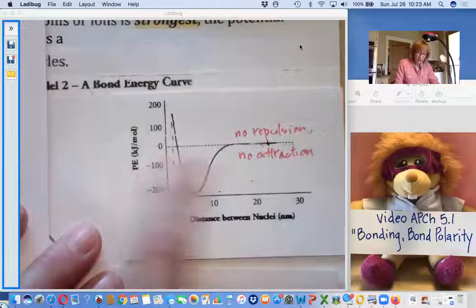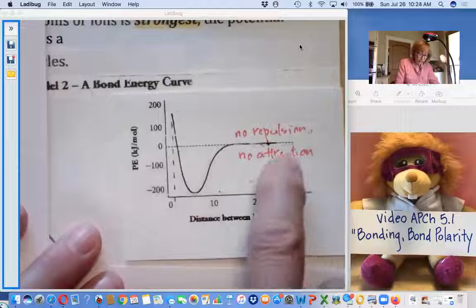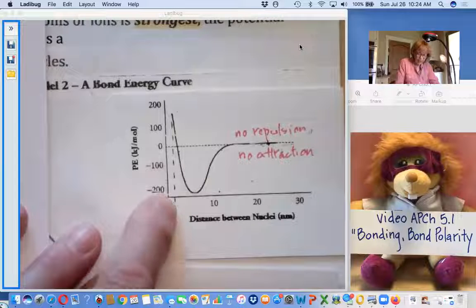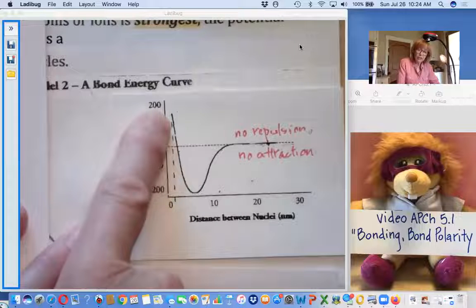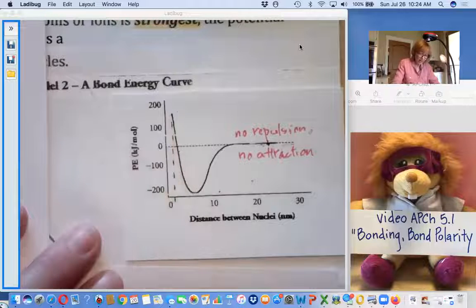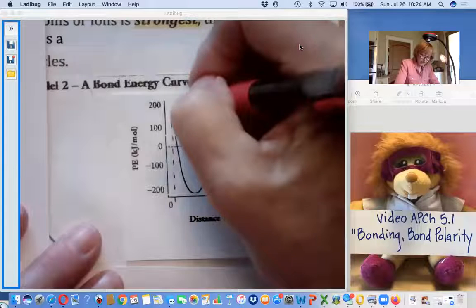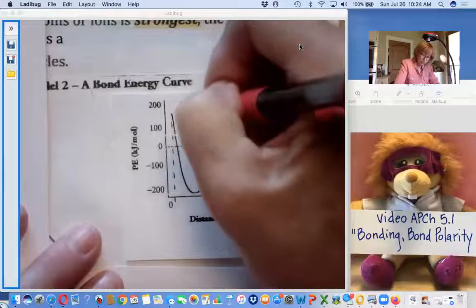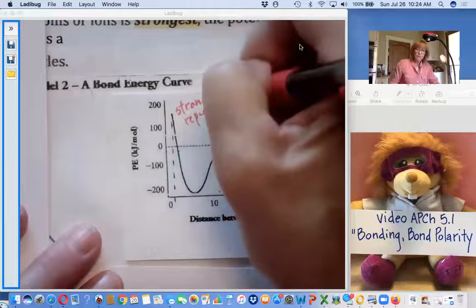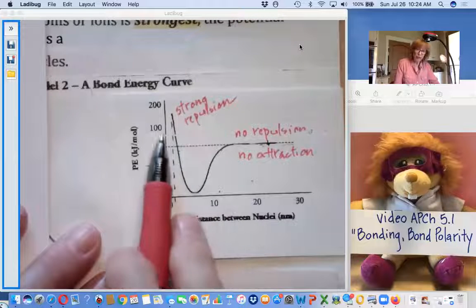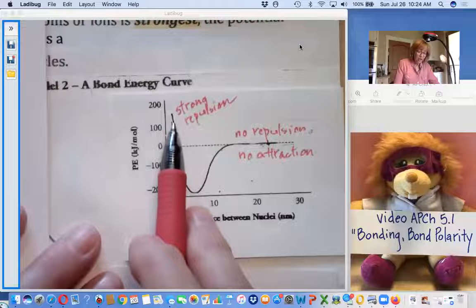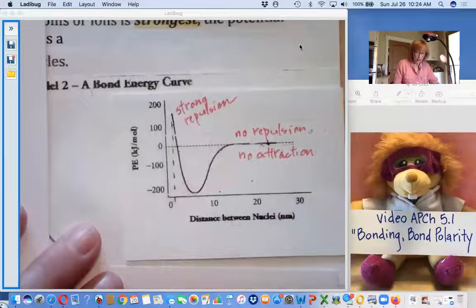All right, now let's bring the two atoms very, very close. Right about here, I'd say that's about 3 nanometers apart. The potential energy is very, very high. When that's the case, we have very strong repulsion. Those atoms are not happy at that very close distance. And the protons are repelling each other, and the electrons of the two atoms are repelling.